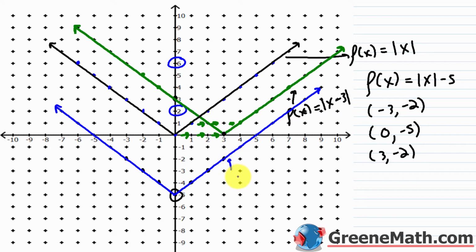Okay, so this would be my graph for f of x equals the absolute value of x minus 5. So again, every point on the original is just shifted down 5 units. So this went down 1, 2, 3, 4, 5. This one went down 1, 2, 3, 4, 5. This one went down 1, 2, 3, 4, 5. You know, so on and so forth.